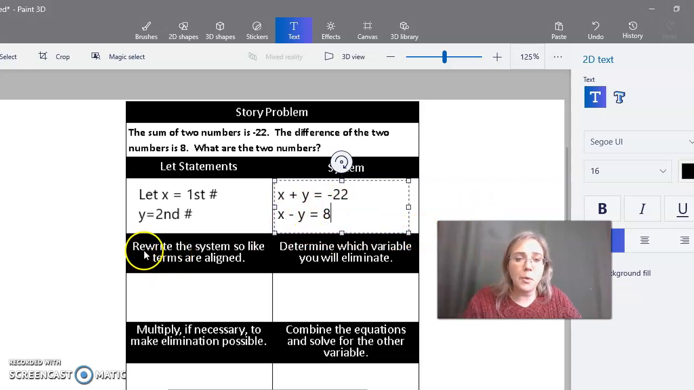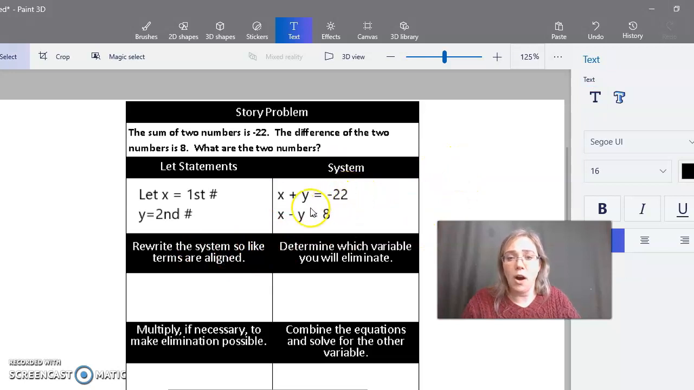In this box, I want you to rewrite the system so the terms are aligned. In this case, they actually already are. We have the x, the y, and the constants lined up perfectly. You always want to set them up this way. This helps you not make mistakes. So we can actually skip this section this time.